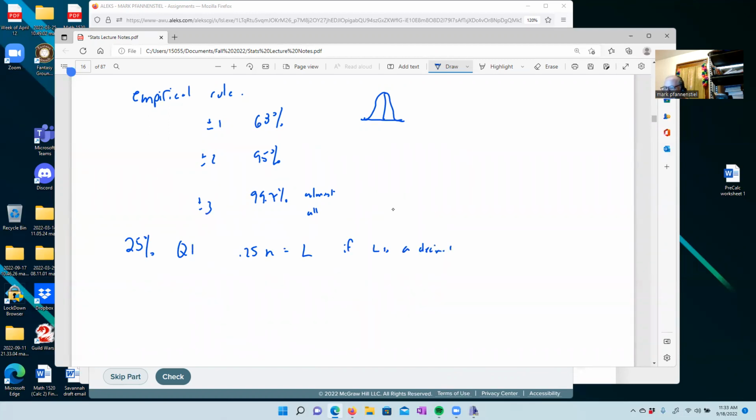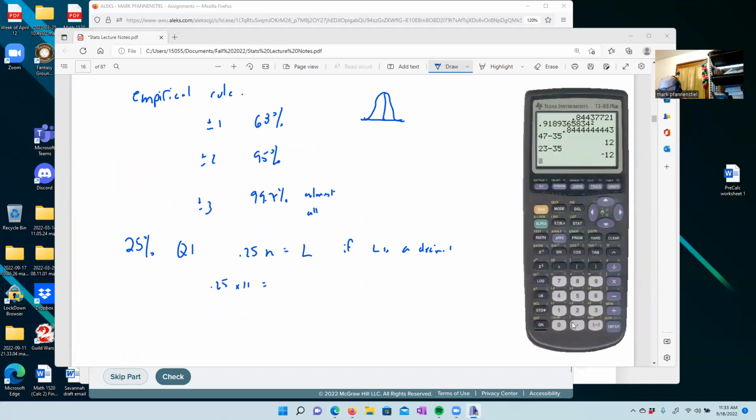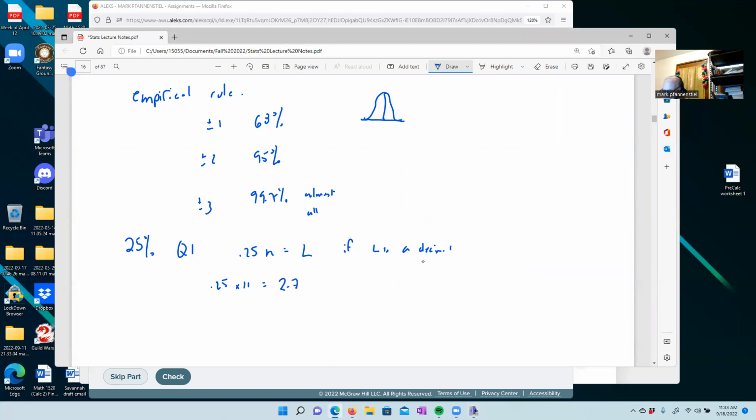So it's not a whole number. Like, what if I do 0.25 times 11, right? That's going to be a fraction. It's going to be a number with a decimal to it. Okay, times 11, we get 2.75. So this is not the value of our quartile. This is the location of the quartile in the list. We want the 2.75 thing.